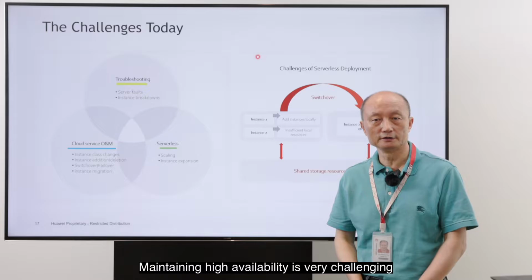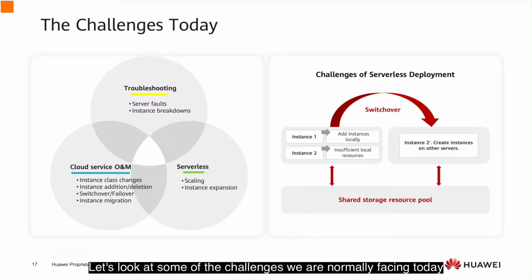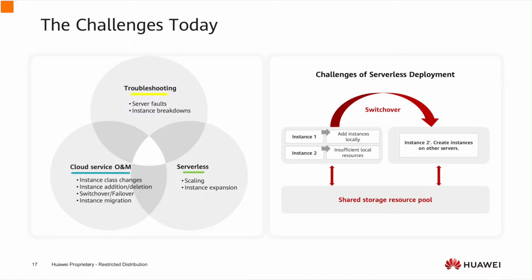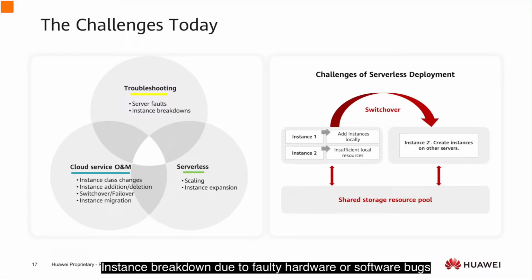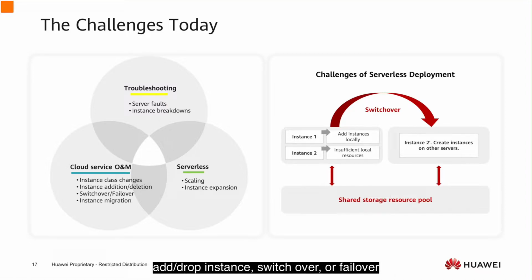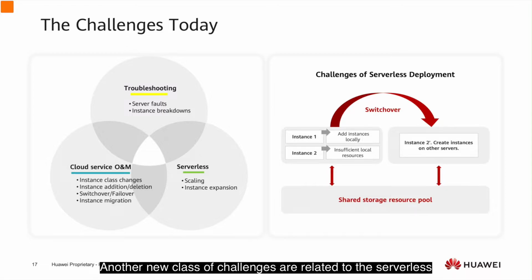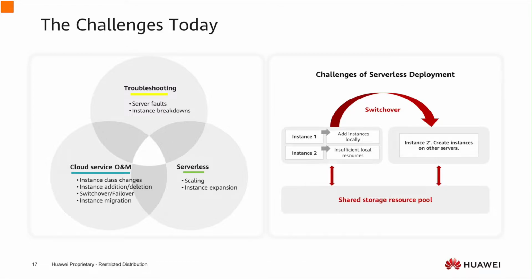Maintaining high availability is very challenging. Let's look at some of the challenges we are normally facing today. Instance breakdown due to faulty hardware or software bugs. All services require proper operation and maintenance, such as change instance class, add drop instance, switch over, or fail over, or instance migrations. Another new class of challenges are related to serverless.